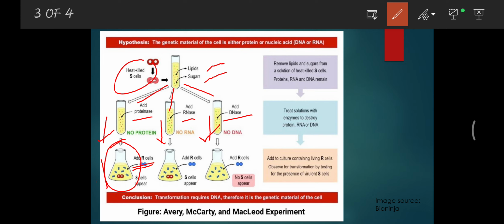In the second solution, in the second culture medium, similarly S cells appeared because R cells were transformed into S cells. But in the third medium, R cells were not converted into S cells, thus no S cells appeared. Why? Because transformation requires DNA. Therefore, it was concluded by Avery, MacLeod and McCarty that DNA is the genetic material of the cell.